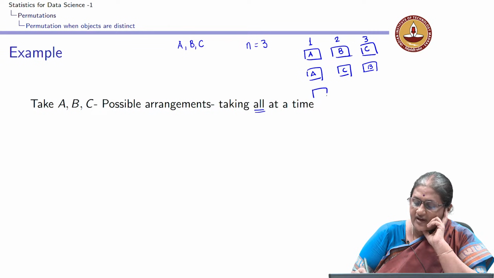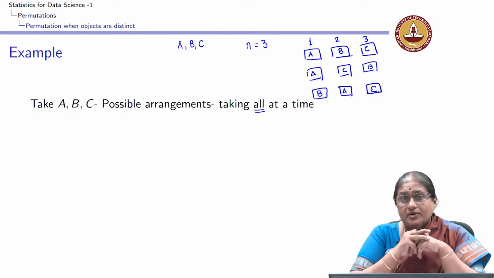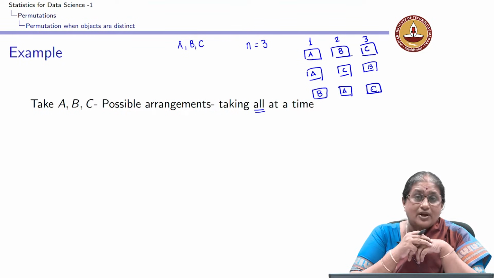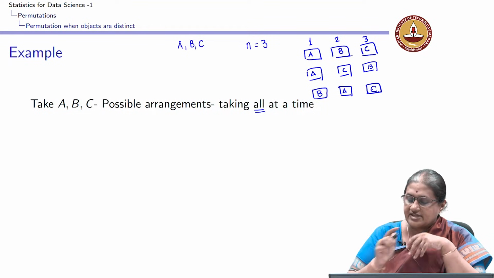The other way I can look at it is, I can start with a B. Similarly, the second box could be an A, in which case I can have the third box only a C. Now, I am not allowing repetition. When do I say I am allowing a repetition? For example, if I want to pick up some balls, I pick one up, I note the number and put it back. I am not allowing that. I am not allowing repetitions in this case.